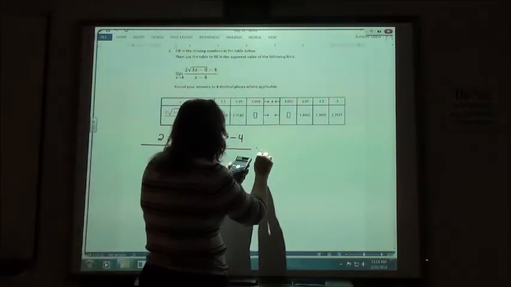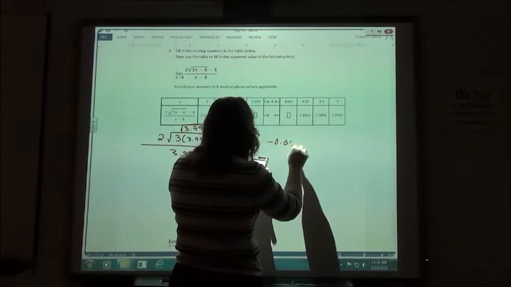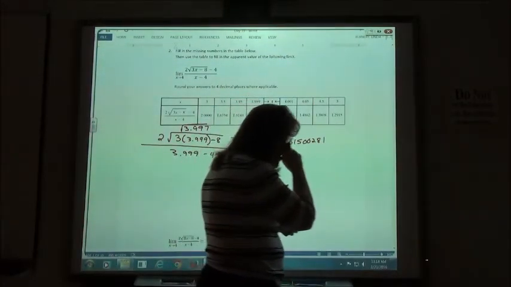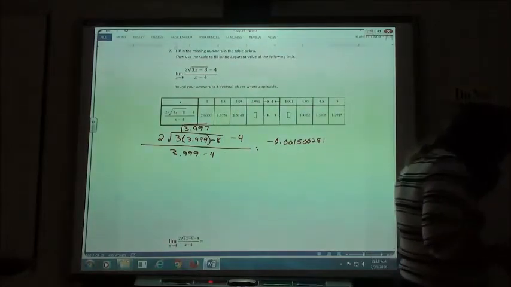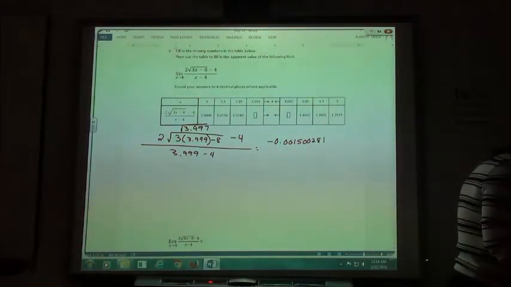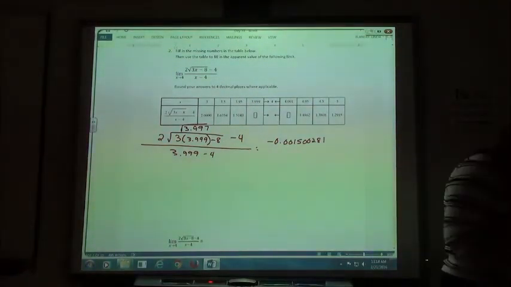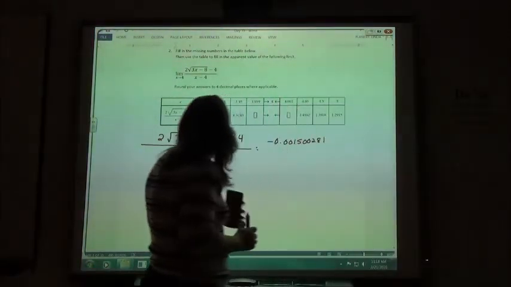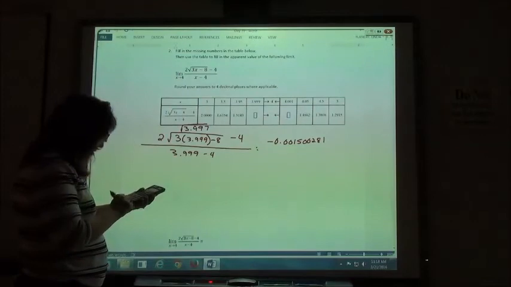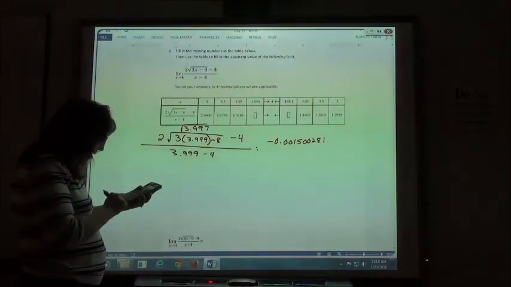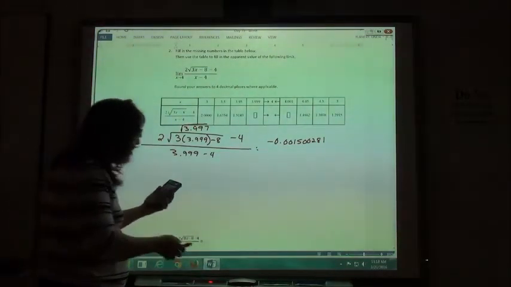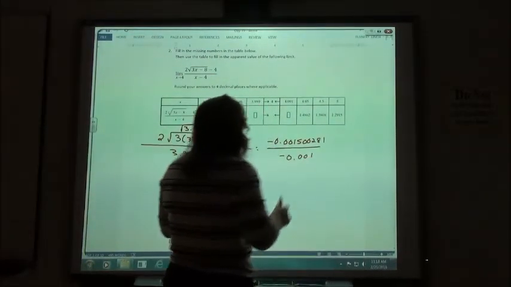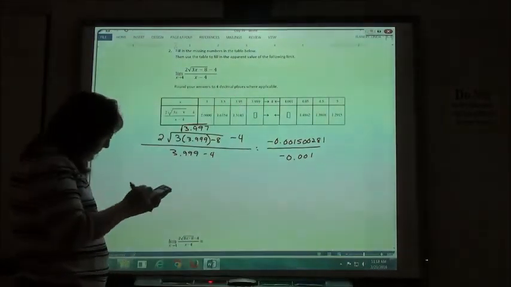So I get negative 0.001500281. Again, I don't want to round that off until the very end, so I'm going to write the whole thing that shows up on my calculator. On the bottom, 3.999 minus 4 gives me negative 0.001. So now I'm going to divide.